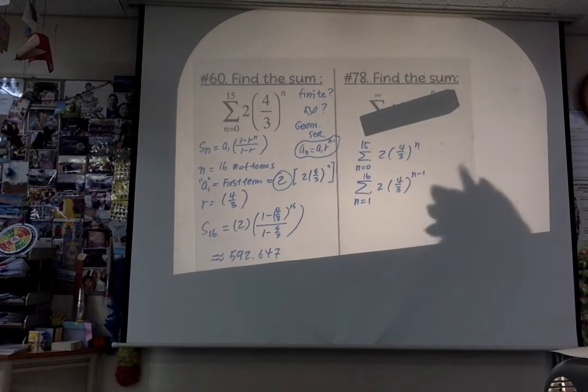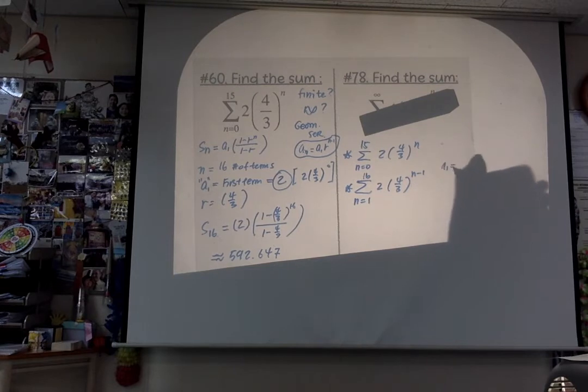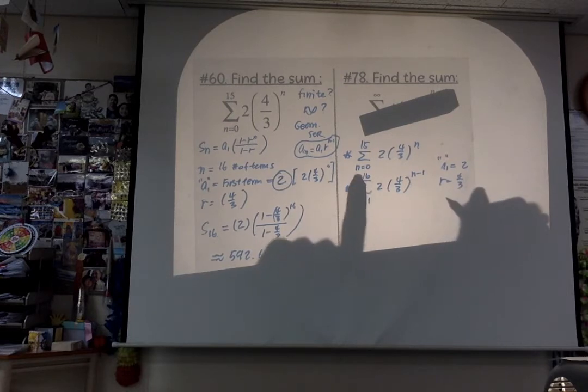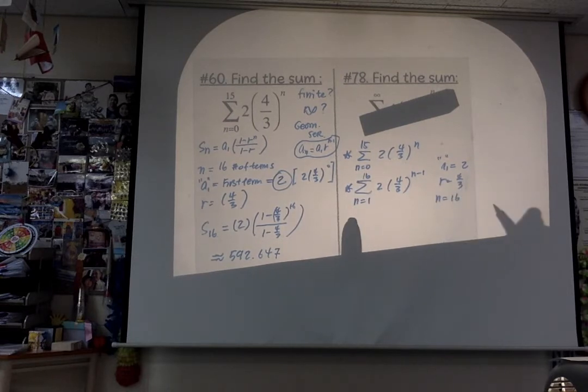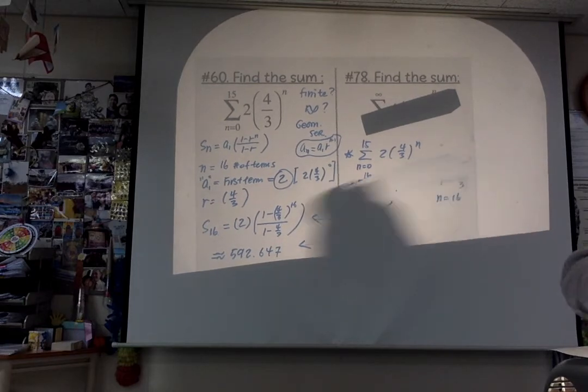Okay? So you see how the summation notation is adjusted from here to here? But in the end, do the same thing. A sub 1, the first term of this sequence, is also going to be 2. The common ratio is 4/3, and it goes to n equals 16 terms. It's going to give you the same value as this.